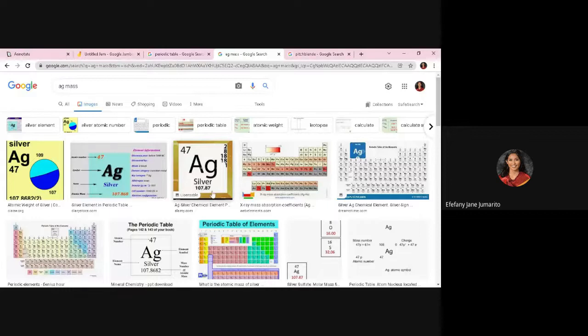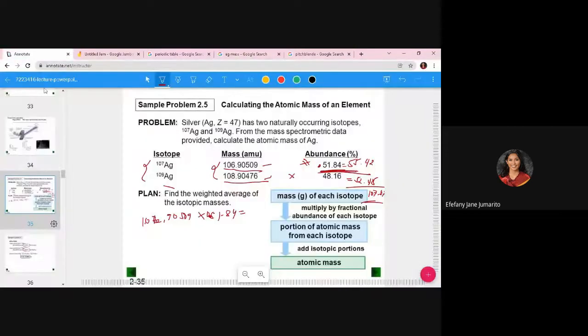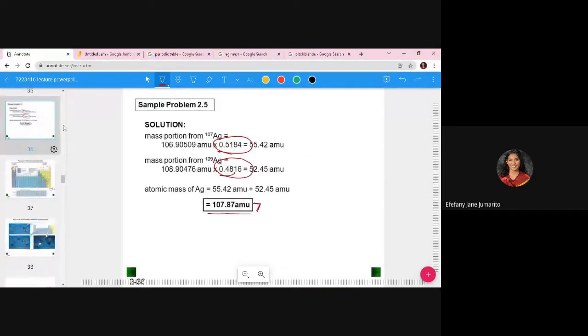So for isotopes, like carbon, uranium, silicon, it is a weighted average that is calculated and reported. Okay. We have 107.87.